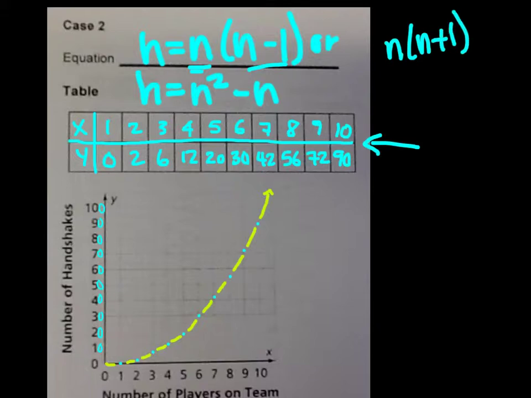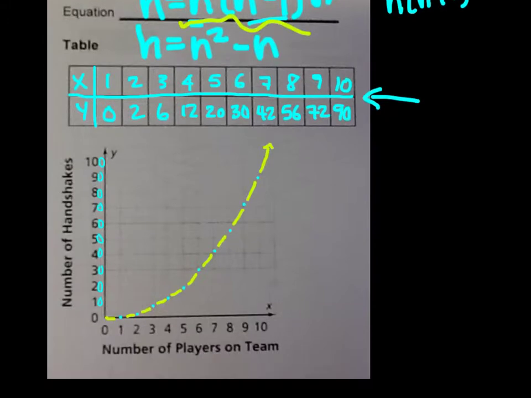I looked at it in this manner, obviously. So I created this equation that we have here. You can see my graph.